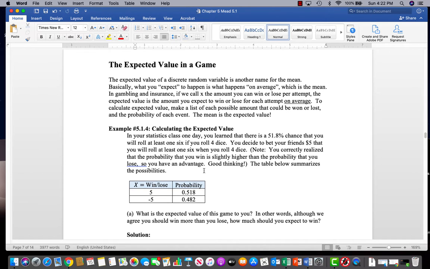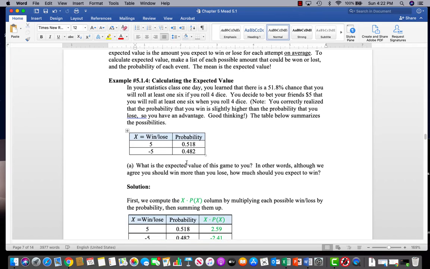So this table right here summarizes what's going to happen. You could win $5 if you happen to roll that 6. If you don't roll at least 1 six, then you would lose your $5. The probability of winning is 0.518. The probability of losing then would be the complement, 1 minus 0.518, which is 0.482.